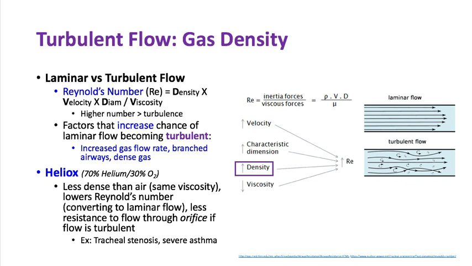And so if someone, for example, had tracheal stenosis or severe asthma and you mixed in heliox, there would be less resistance to flow through an orifice. If the flow was already turbulent, maybe you'd convert some of that back to laminar flow, and there'd be less resistance for air to pass through that tracheal stenosis or through constricted airways, and better exchange of gas.